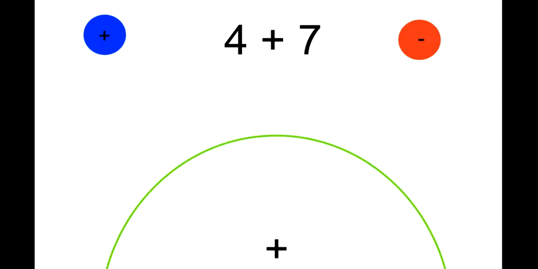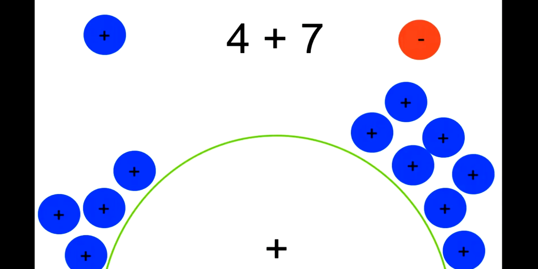So I have 4 plus 7. Notice that Integer Hill is positive. The plus sign in between 4 and 7 is a plus sign, so it means the Integer Hill is positive. So on the right, I'm going to have 4 blue circles, and on the left, I'm going to have 7 blue circles. So your diagram should look like this: 4 on the left and 7 on the right.